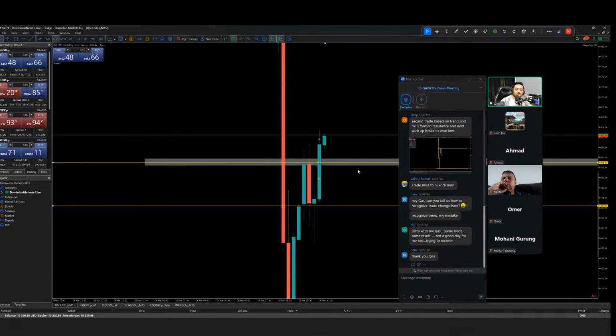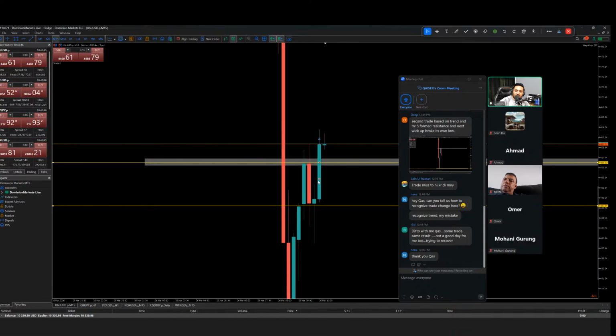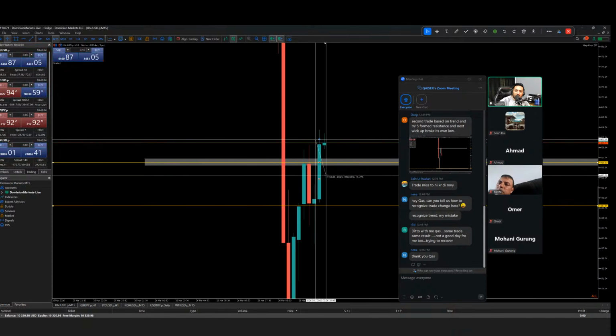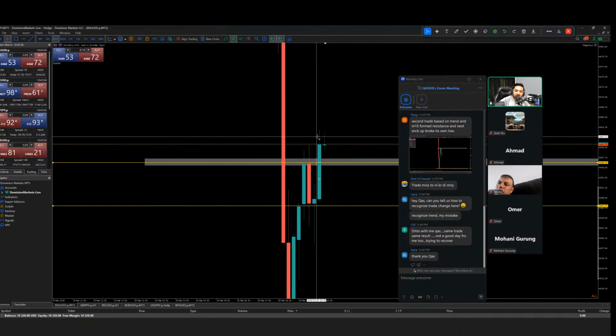I would like to wait for the 30-minute candle to be closed. That's it. I would like to see how this 30-minute candle is going to close. I gave my trade a chance. It went up, broke the previous candle high. Why did the previous candle come back into the range, hit my SL, and now it's continuously pushing up?